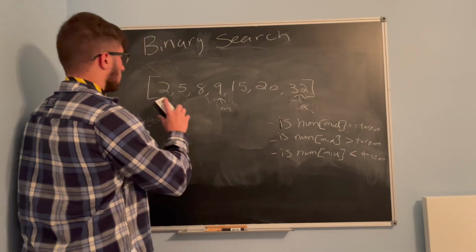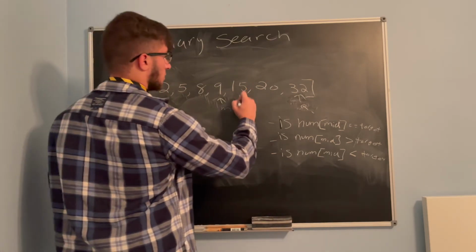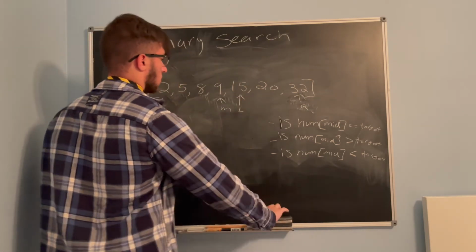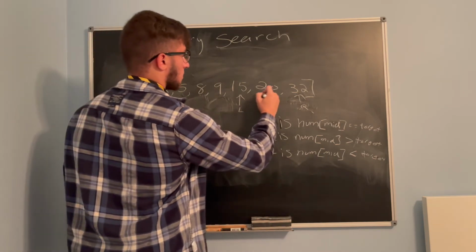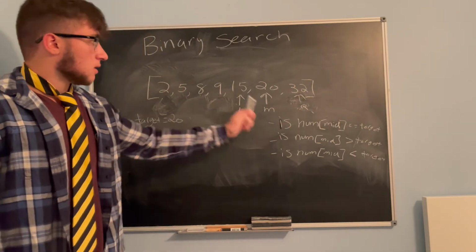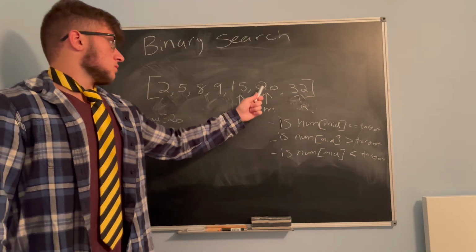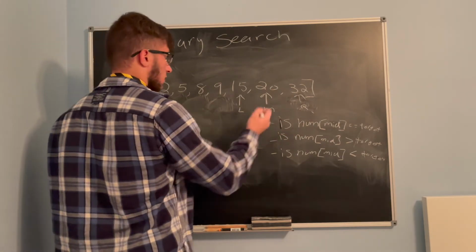So when it's less than, we move the left pointer 1 in front of the middle pointer, recalculate the mid pointer, just like that. And then we ask the questions again. Is num at mid, so num at 20, equal to our target 20? Yes. So we found it again.